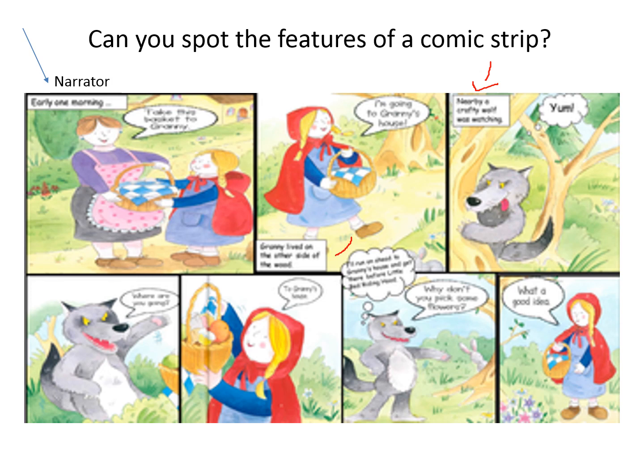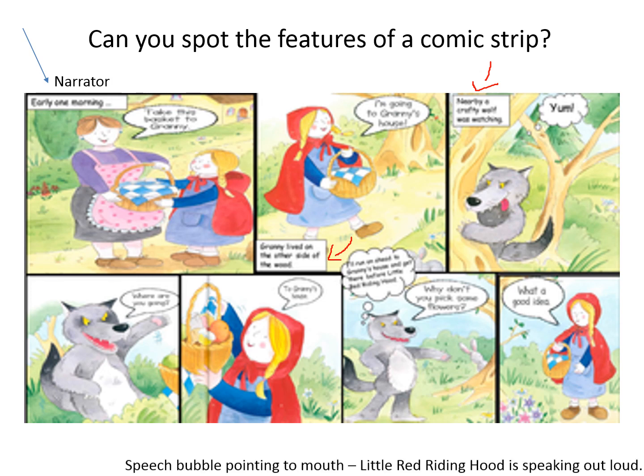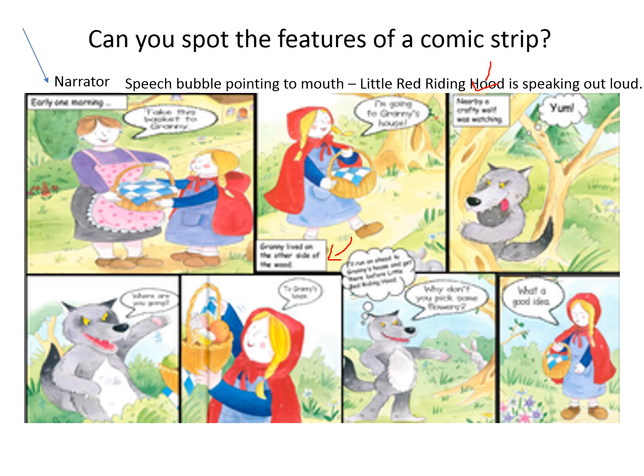And down here, usually to the side, we have speech bubbles pointing to the mouth. So let's just rub this out so we can see the character. I'm sure we're all familiar with this fairy tale. Little Red Riding Hood is speaking out loud, and we know this because this speech bubble is pointing towards her mouth.